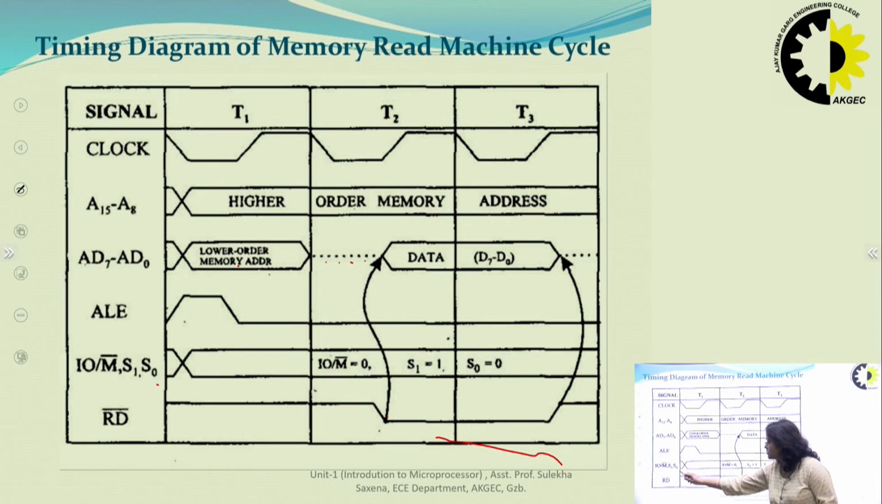IO/M bar, S1, S0 is the same from start to end. It is 0, S1 1 and S0 0. And the read bar signal becomes low during T2 to T3, and once data is completely available on the data bus, this signal will again become high. So I hope the timing diagram of memory read is quite clear to all of you.